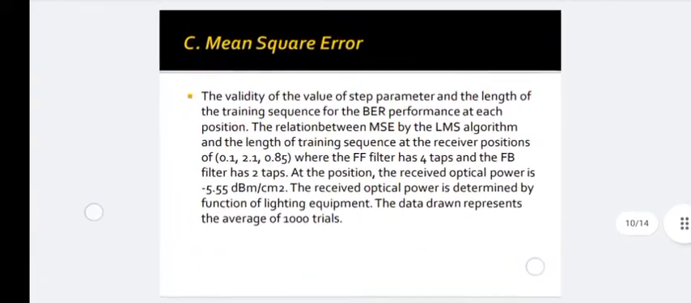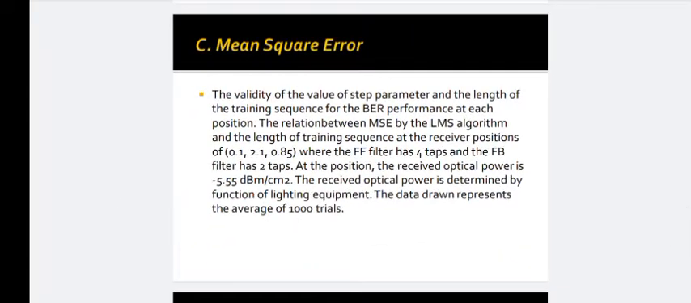This is the mean square error. The validity of the value of the step parameter and the length of the training sequence on BER performance as a function of position. This shows the relation between MSE by the LMS algorithm and the length of the training sequence at the receiver positions of 0.1, 2.1 and 0.85, where the FF filter has 4 taps and the FB filter has 2 taps. The data drawn represents the average of 100 trials.